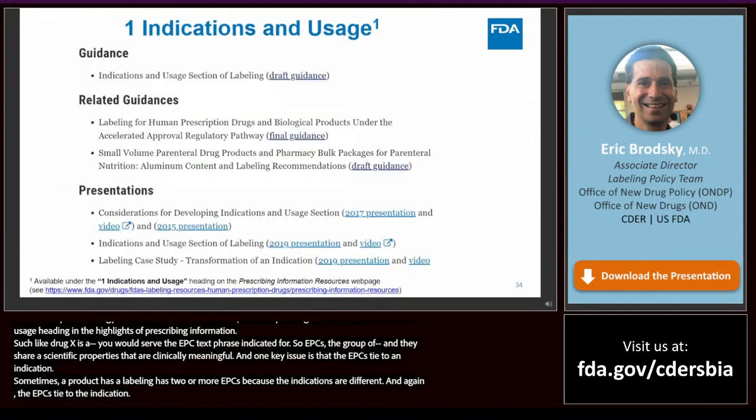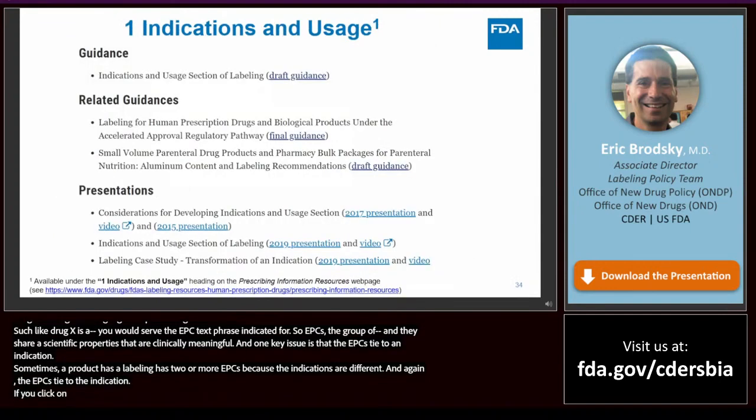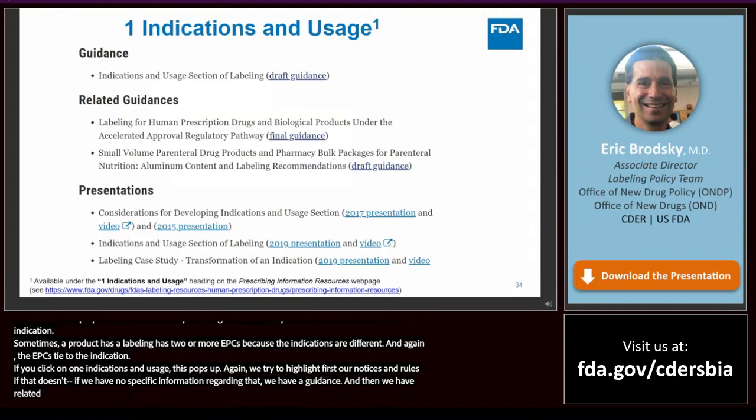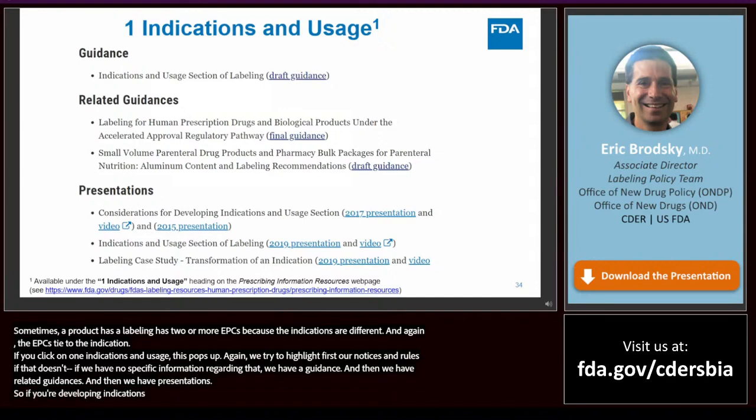If you click on one, indications and usage, this pops up. Again, we try to highlight first our FR notices and then rules. If we have no such specific information regarding that, we have a guidance, and then we have related guidances, and then we have presentations. So if you're developing the indications and usage section of labeling, this may be one good source to look at.